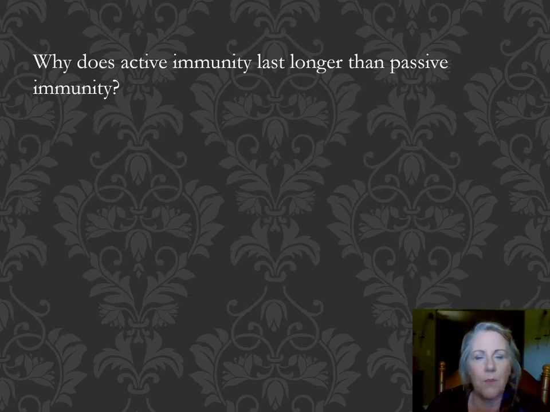Okay, I have a question for you. Why does active immunity last longer than passive immunity? So I'm already giving you some information: active immunity lasts longer than passive immunity. You can think about what you just learned on the previous slide, and this is also listed in your textbook. So if you're unsure, I want you to look in your textbook. Why does active immunity last longer than passive immunity?